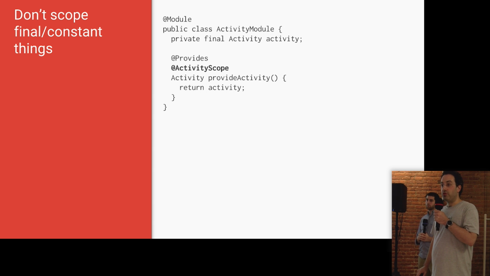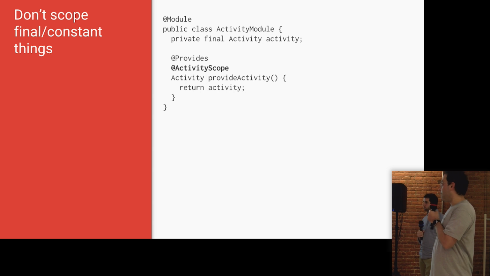People use scope for documentation purposes, on things that don't need to be scoped. For example, an activity module, or any other module where you have some instance field that you're providing via a provides method. This is something you can't make static because it's referring to an instance field. That's fine. This is all good.